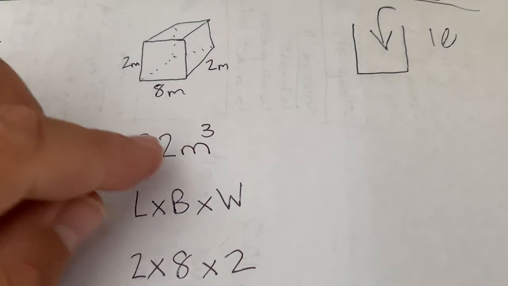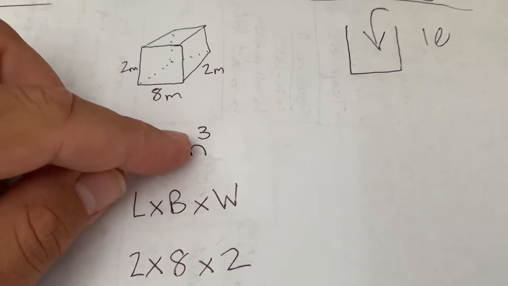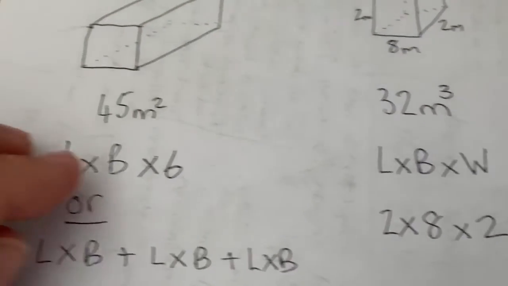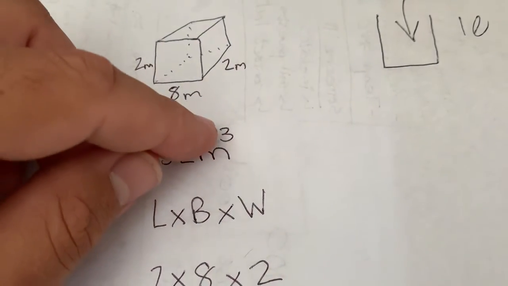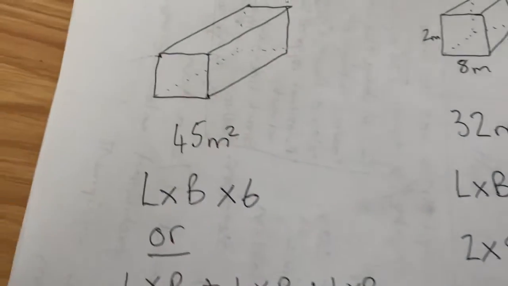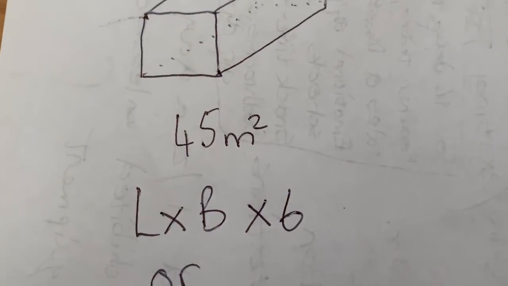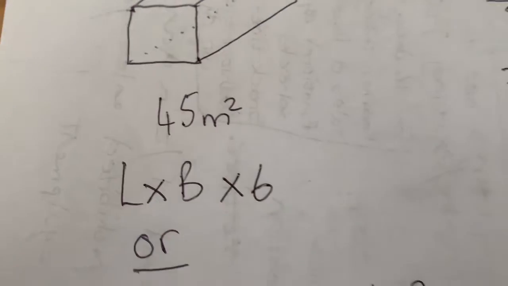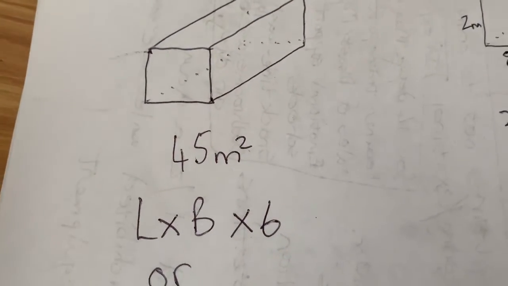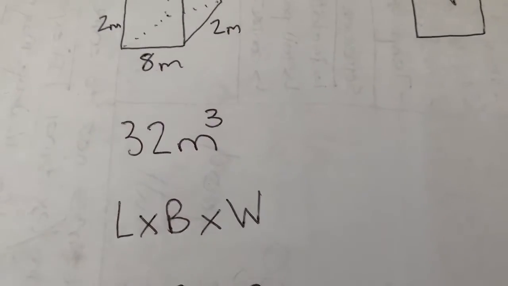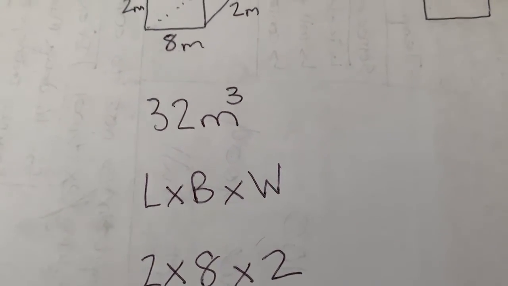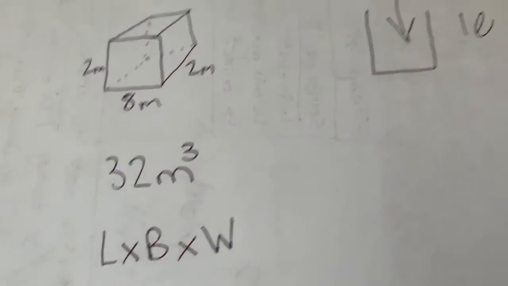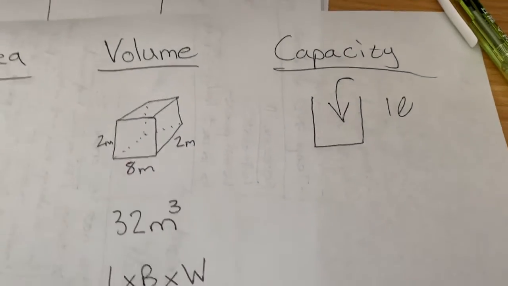Now, something to take note of is now we've gone to meters cubed, not like what we had before, meters squared. Now we've got meters cubed because we've got 3 dimensions. When we did area, we used meters squared because we only had 2 dimensions times each other, length times breadth. Now with volume, we've got 3 dimensions times each other, length, breadth, and width. So now it's meters cubed. And it's the same with volume, with capacity.